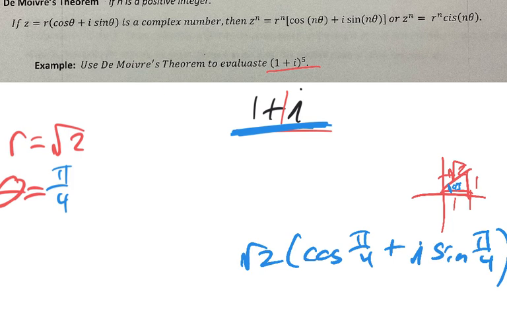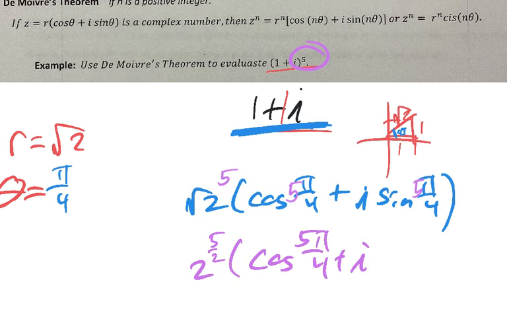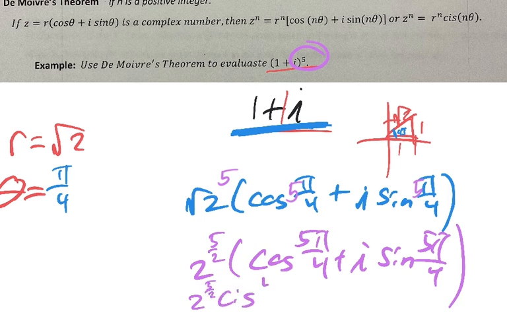Is everybody okay with this? This is what 1 plus i is. But now we want to know what is 1 plus i to the 5th. So now we raise this to the 5th, and we multiply this by 5 and this by 5. That's De Moivre's theorem. So this is radical 2 to the 5th, which we can write as 2 to the 5/2 times cosine of 5 pi over 4 plus i sine of 5 pi over 4. Or we could just write it as 2 to the 5/2 cis 5 pi over 4.